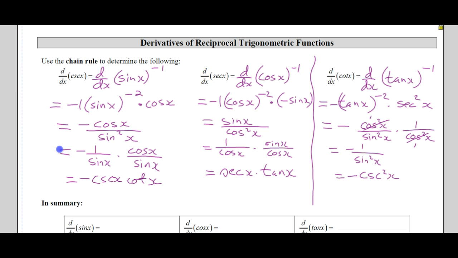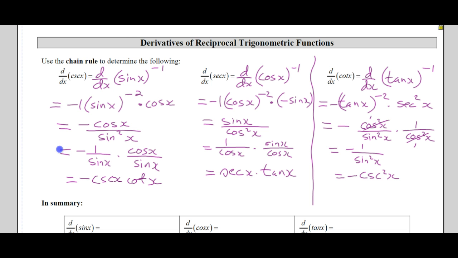You can derive them all the time, but this is where they come from. Right? And you could do them all, of course. You could write cosecant as 1 over sine x and just use the quotient rule, right? You could write secant as 1 over cos x and use the quotient rule, and certainly with cotangent, you could write that as cos x over sine x and use the quotient.